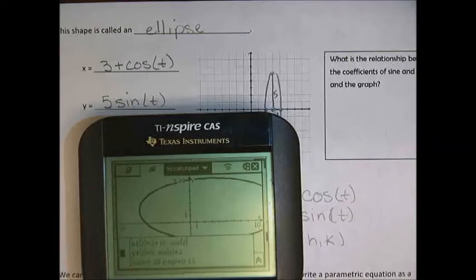So you can graph an ellipse or a circle using x equals cosine and y equals sine. If you want to play around, you can actually graph hyperbolas. You just need to let x equal secant and y equal tangent, and it's the same properties.